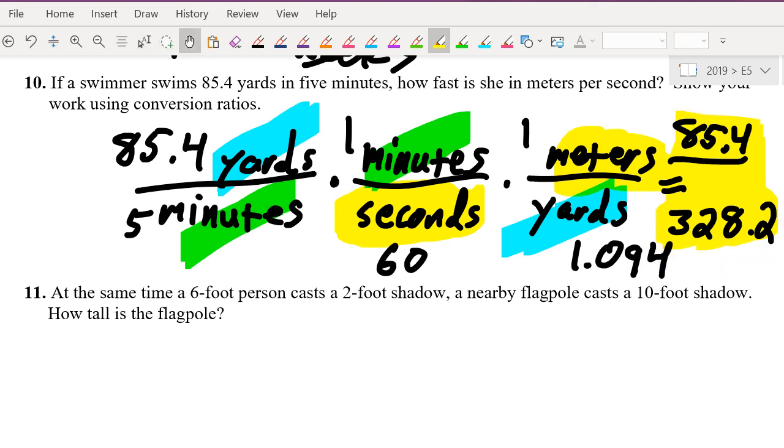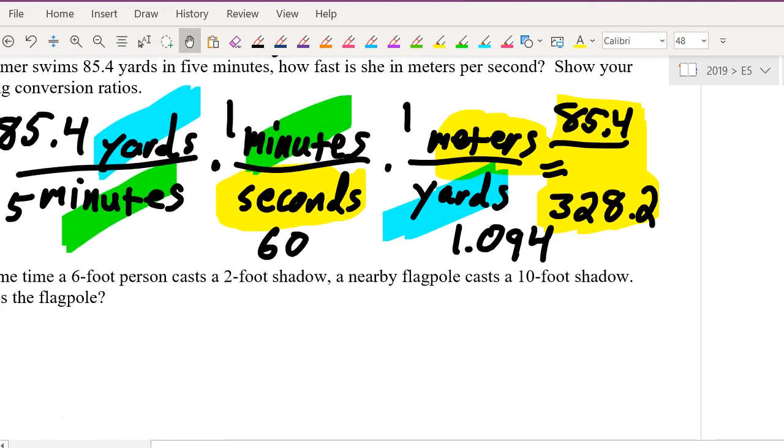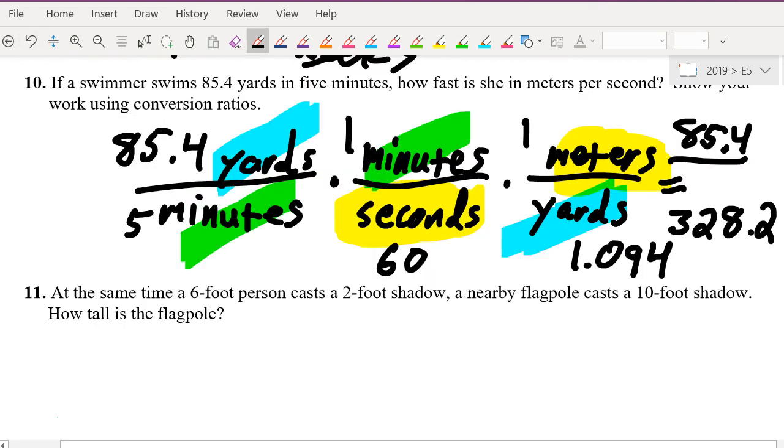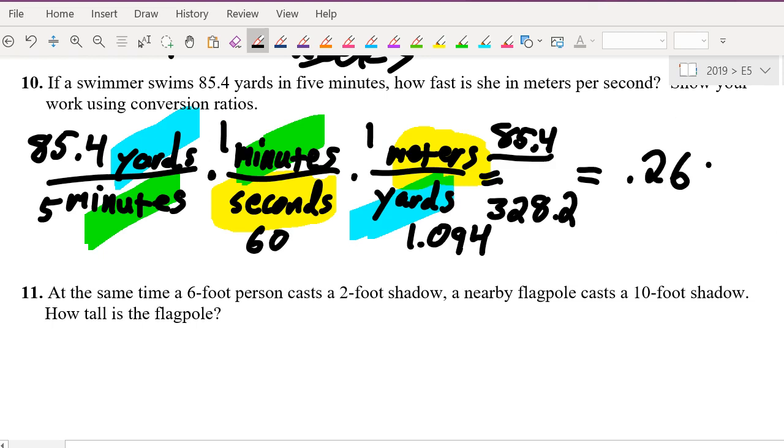So what happens when we divide that? You get the answer. 85.4 over 3 point what? Oh no. You have to divide 85.4 divided by 328.2. That would be something different. It wouldn't be 3 points. Alright, 0.2602 meters per second. Yep. That's it.